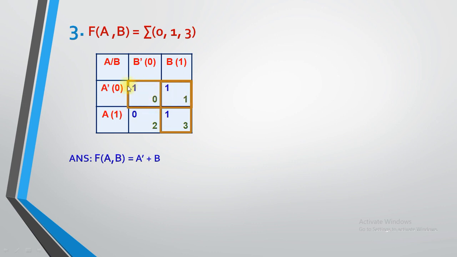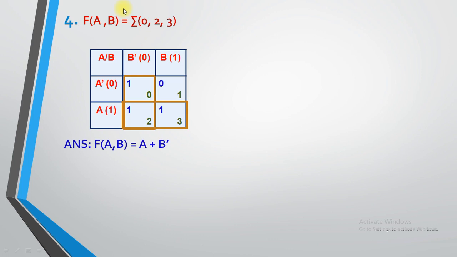In this particular group, it is the representation of A dash into B dash and B, means B is opposite, so only A dash is the output for this particular box. Similarly, for this particular vertical box, A dash and A, that means opposite value we do not need to consider. So for this vertical box, we have value B. So A dash plus B is the answer.